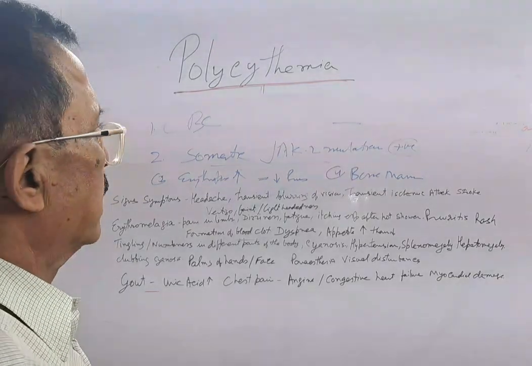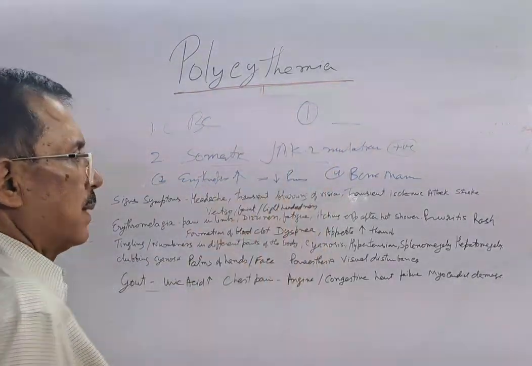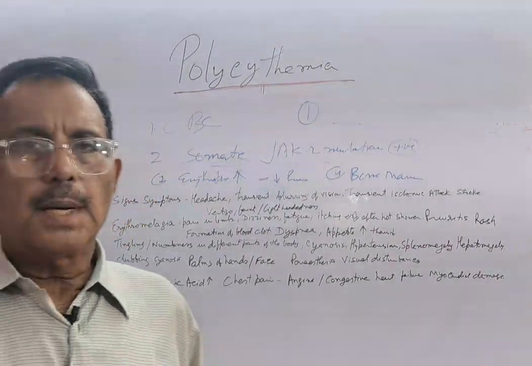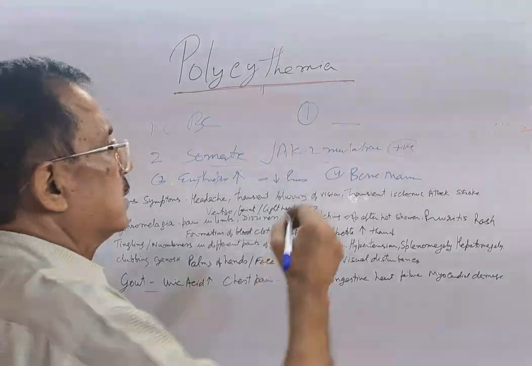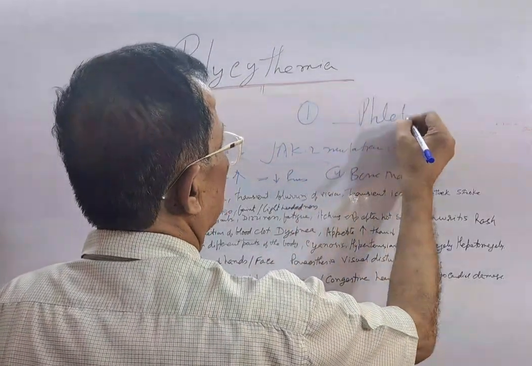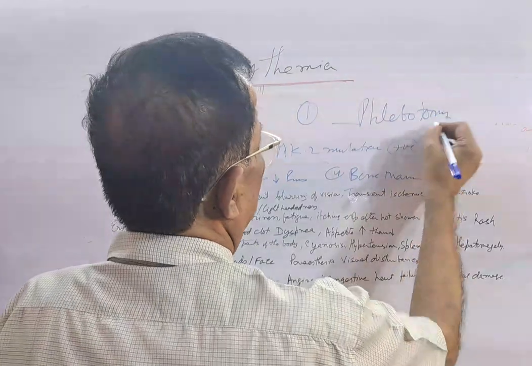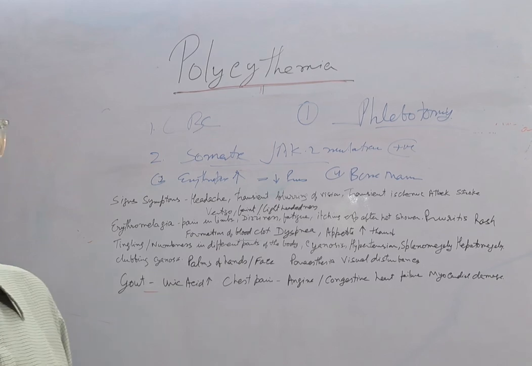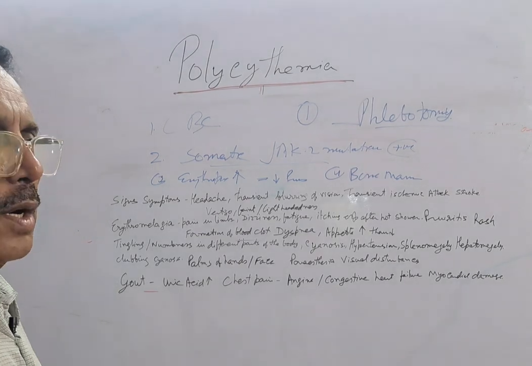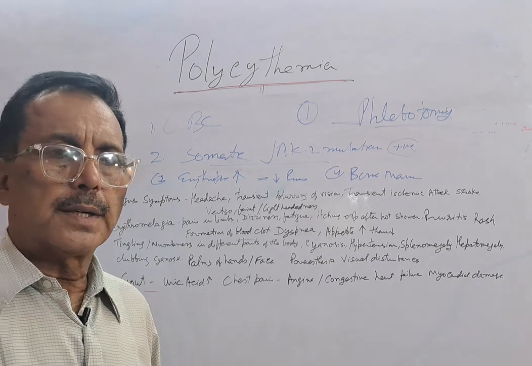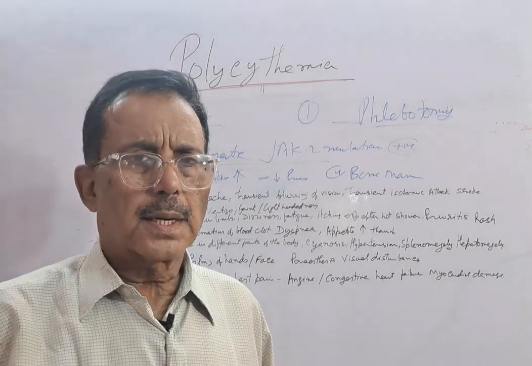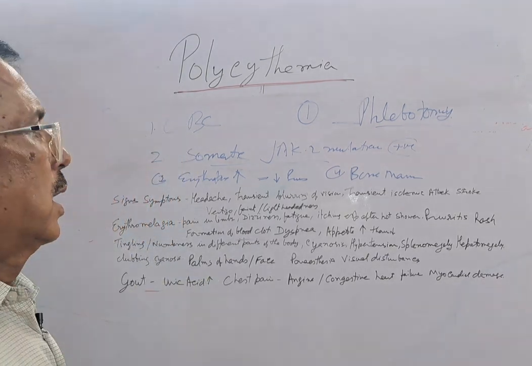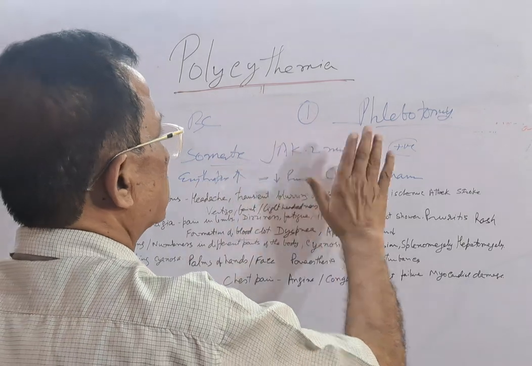Now treatment. What is the treatment? Number one, the main treatment is removal of blood every few months. This is known as phlebotomy. Then treatment of associated condition. If there is gout, then treatment of gout, and anticoagulant aspirin is added and other drugs are given, and lifestyle change must be there. These things are in short for treatment of polycythemia.